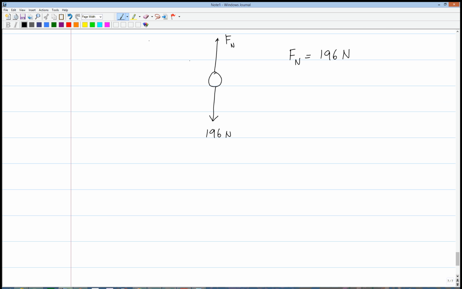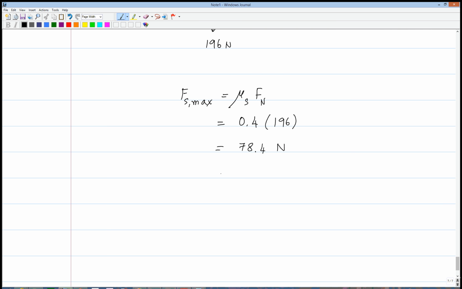Now, since Fn is 196 newtons, we can calculate Fs max using the formula Fs max equals mu s times Fn, and mu s is equal to 0.4 and Fn is equal to 196. You multiply 0.4 by 196, you get 78.4 newtons. Now we look at our condition. The pushing force is 80 newtons, and Fs max is 78.4. So therefore, since 80 newtons is greater than Fs max, the object will move.